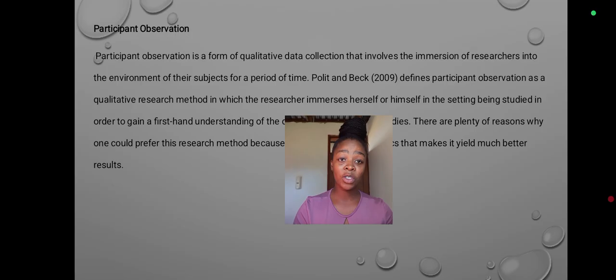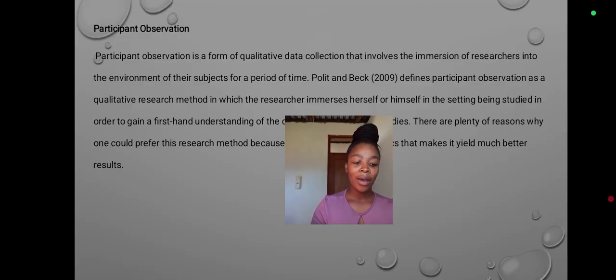Firstly, the participant observation. Participant observation is a form of qualitative data collection that involves the immersion of researchers into the environment of the subjects for a period of time. Howlett and Beck 2009 define participant observation as a qualitative research method in which the researcher immerses herself or himself in the setting being studied in order to gain a first-hand understanding of the daily lives of the people studied.